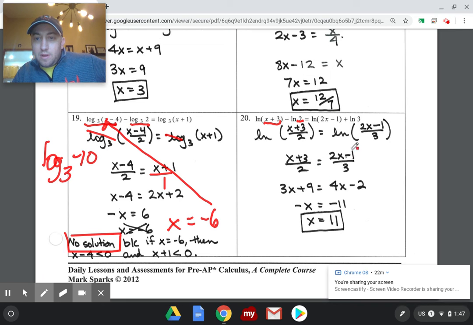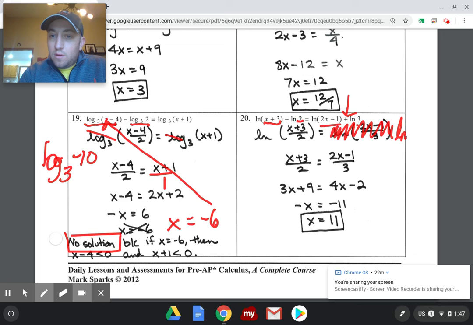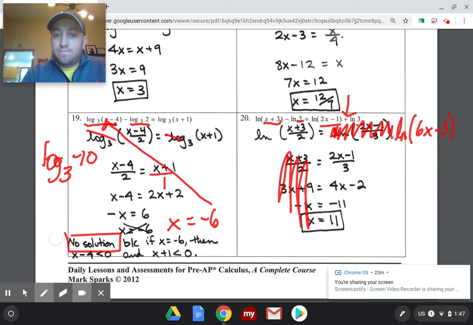I see a typo there because it says plus. This should be (2x plus 1) times 3. They divided those. So that is incorrect. Let me change it. So that should be the natural log. Let's see, (2x minus 1) times 3 would be 6x minus 3. So everything after this is wrong too then.